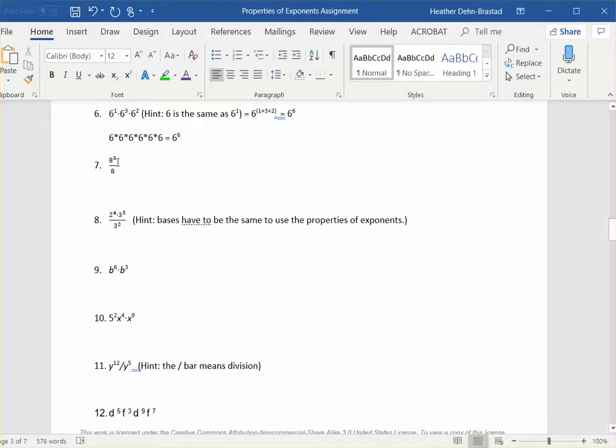Remember in number 7, this is the rule where you're dividing. There is really an exponent on that denominator. That's really 8 to the first power.